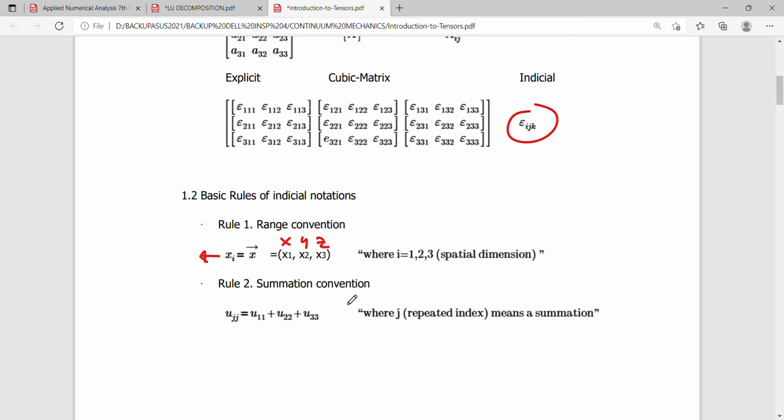So for rule number two, the summation convention simply uses a repeated index, okay, which will mean a summation operation. So if you see there a u_jj, you just iterate on j equals 1 to 3, and you take note that when j equals 1, this becomes u11, and then j equals 2, it becomes u22, and j equals 3 becomes u33. And since the repeated index is called a dummy index, it gives you the implication that we have to use a summation series of such iteration on j equals 1 to 3.